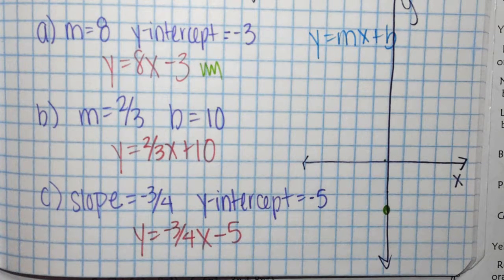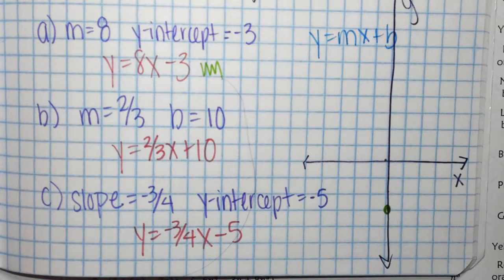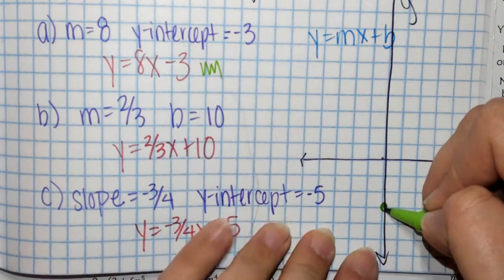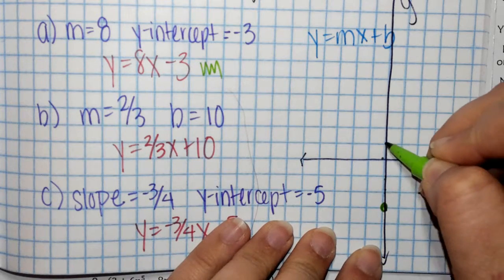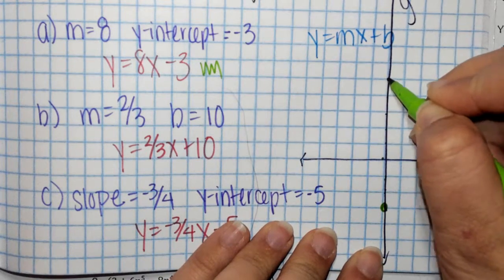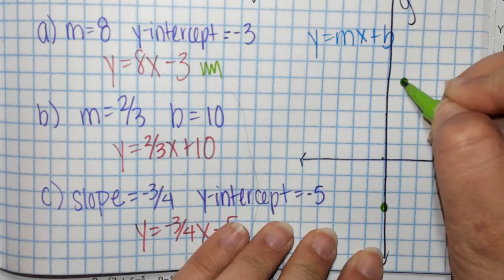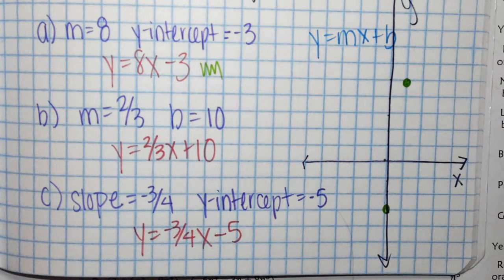All right, now, after you plot your y-intercept, then you use your slope. What's the slope? Is it positive or negative? Positive. So are we going to go up or down? Up. So we're going to go up 8: 1, 2, 3, 4, 5, 6, 7, 8, and then right 1. Who can tell me why we go right 1?